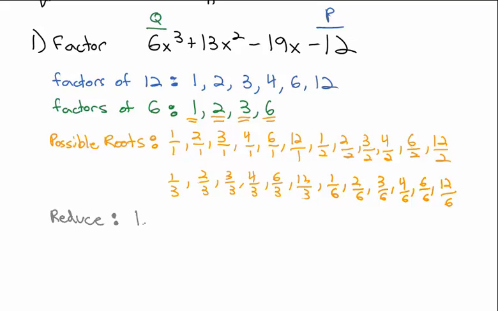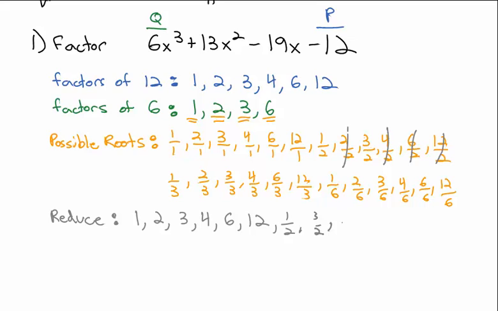So 1 over 1 reduces to 1, 2 over 1 reduces to 2, 3 over 1 to 3, 4 over 1 to 4, 6 over 1 to 6, and 12 over 1 to 12. The rest are all going to be our fractions. 1/2. 2 over 2 reduces to 1. That's already in our list, so we're not going to repeat it. 3 over 2. 4 over 2 reduces to 2, which we already have, so we're not going to repeat it. 6 over 2 reduces to 3. We have that. 12 over 2 reduces to 6.